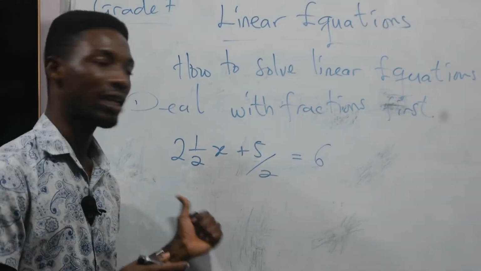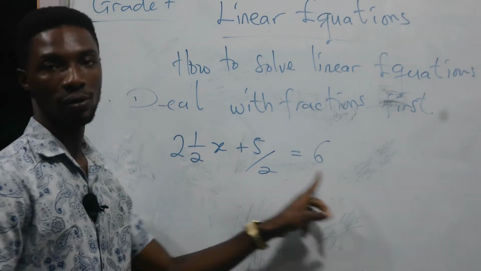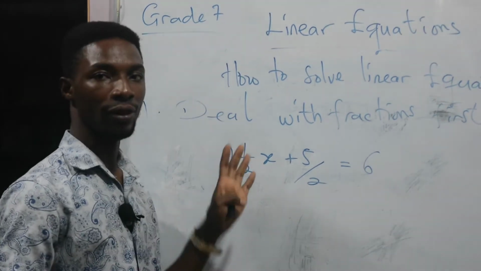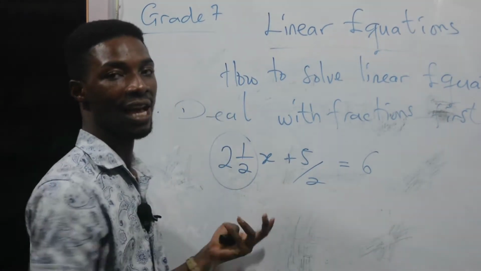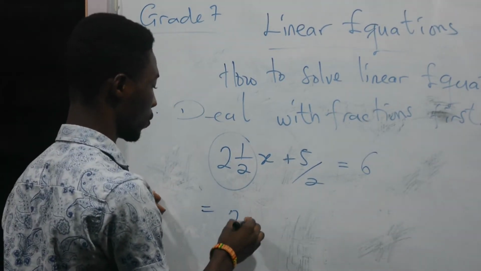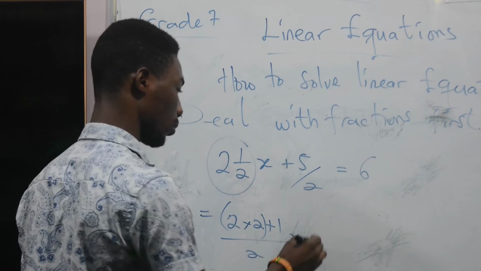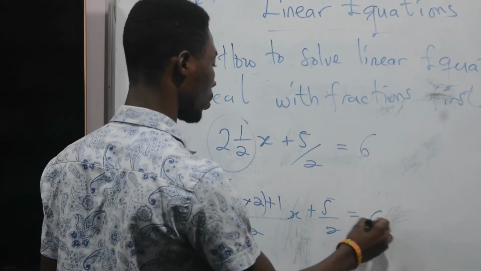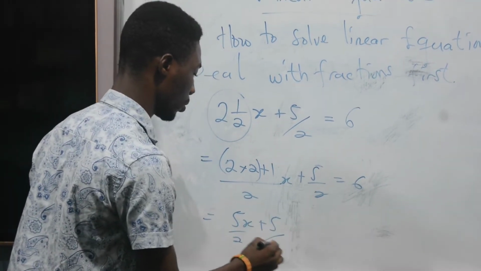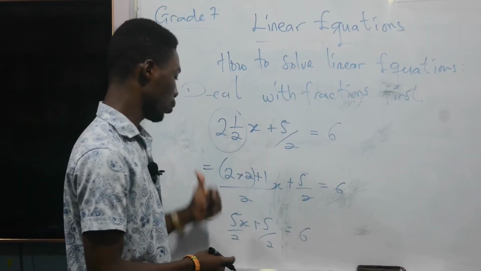Example. I have 2 whole number 1 over 2 x plus 5 over 2 is equal to 6. I have to solve this equation for x. First thing is to deal with fractions. I have a mixed fraction here, so I have to change this mixed fraction to an improper fraction. So I change it. I have changed my mixed fraction to an improper fraction.